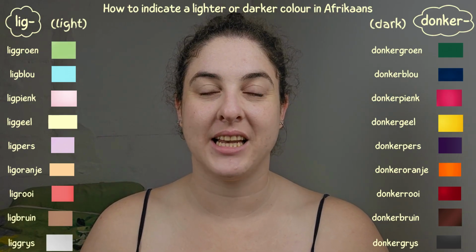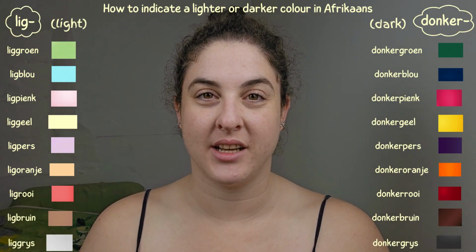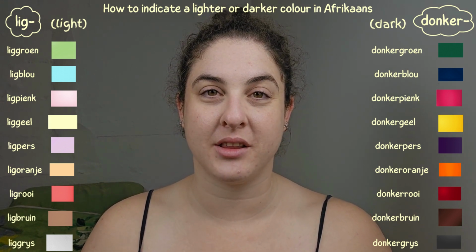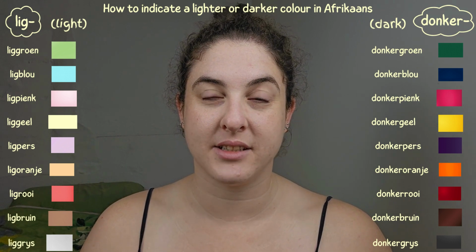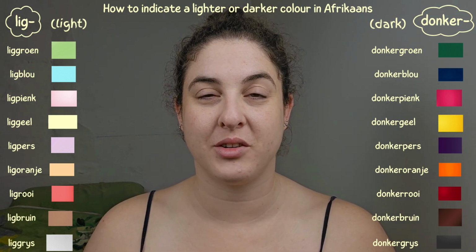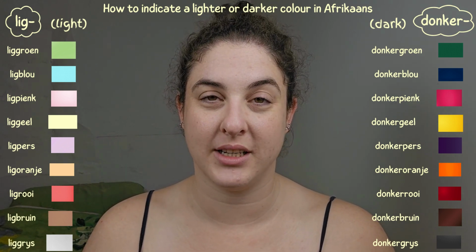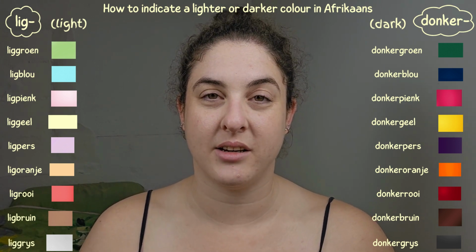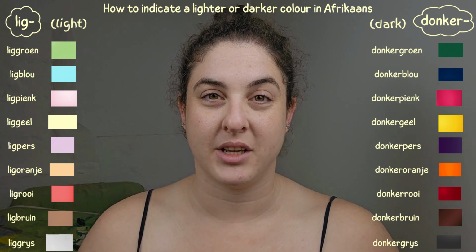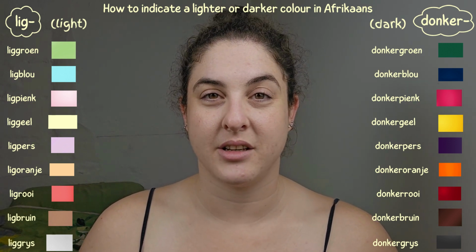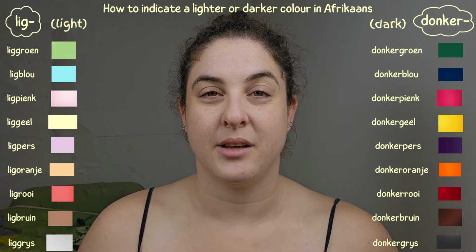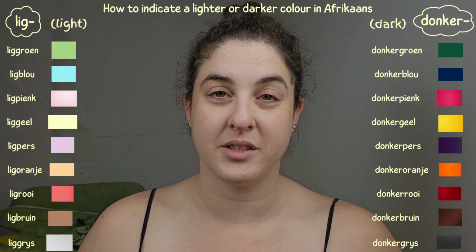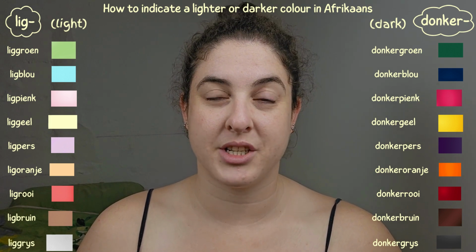How to indicate light and dark colors in Afrikaans. To the left of the screen, you will see the examples of light colors, and to the right of the screen, you'll see the examples of dark colors. In English, to indicate a lighter color on the color spectrum, you'll say light green, light pink, light red. In Afrikaans, that is pretty much the same.